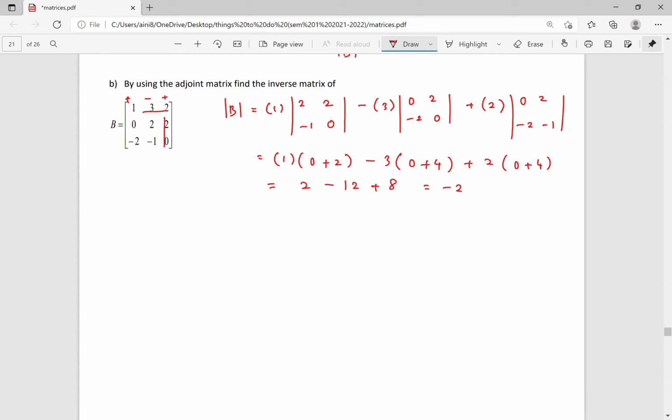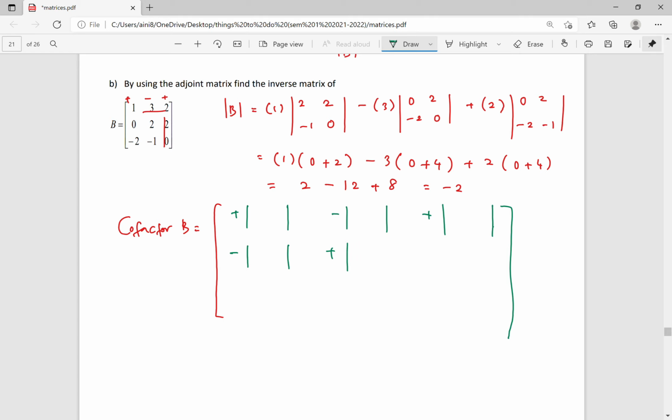And then we find the cofactor for B. Cofactor for B. So put the sign and the minor first. Plus, minus, plus. And then minus, plus, minus, plus, minus, plus.